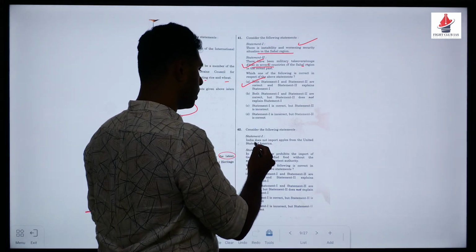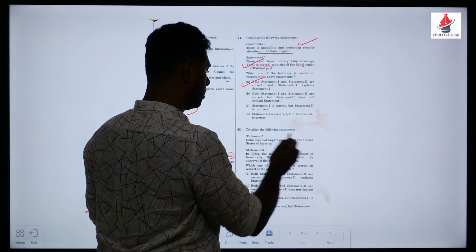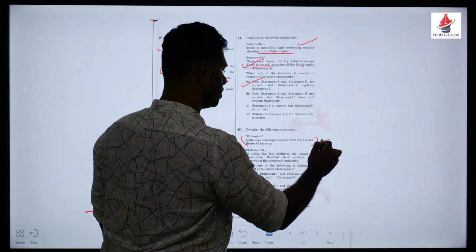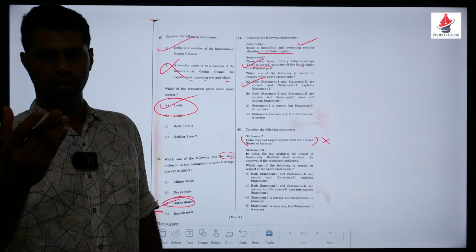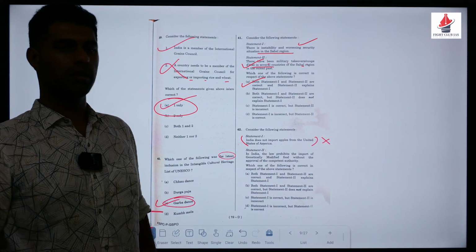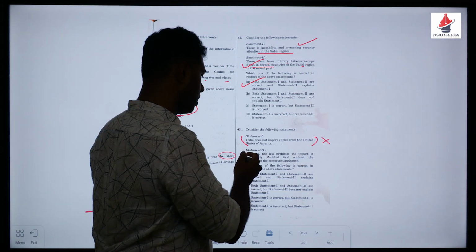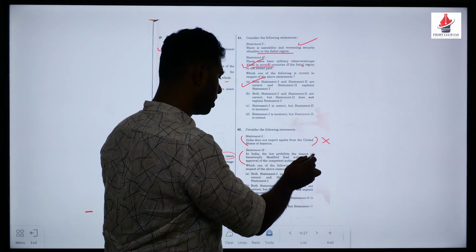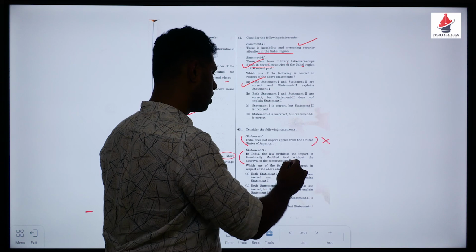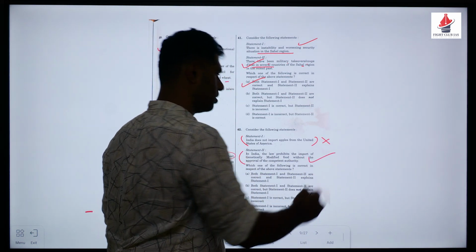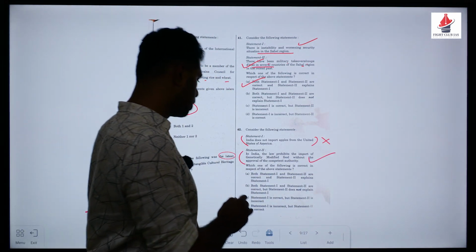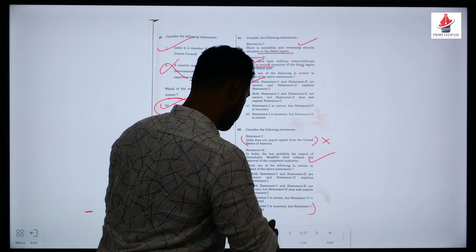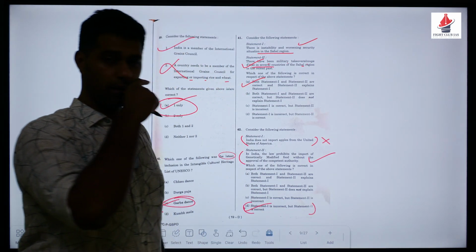Moving on to the 42nd one. India does not import apples from the United States of America. This is wrong. We do import Washington Gala apples, which are widely available in any supermarkets. Second one, in India, the law prohibits the import of genetically modified food without the approval of the competent authority. This is correct. So statement 1 is incorrect, but statement 2 is correct. Answer is D.